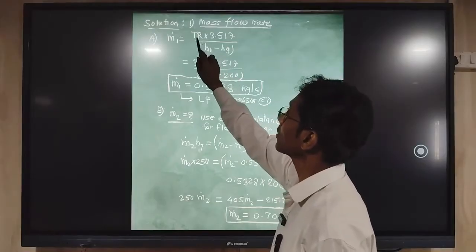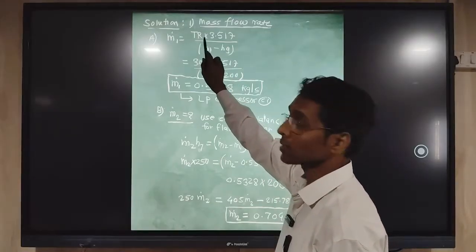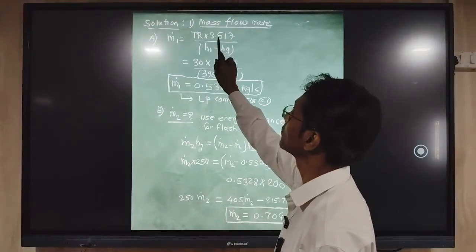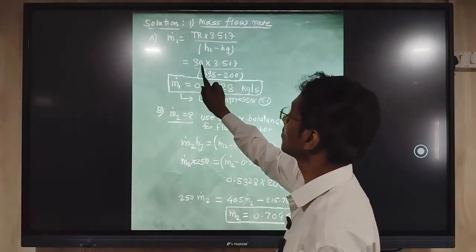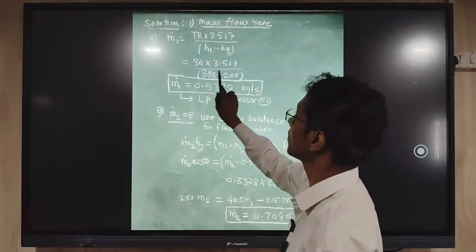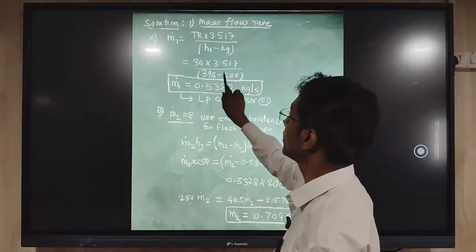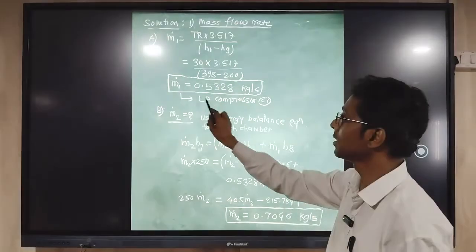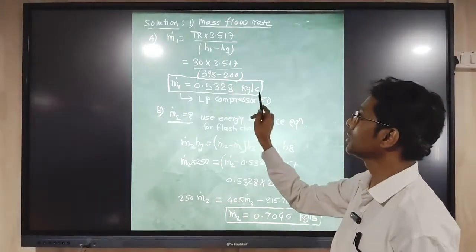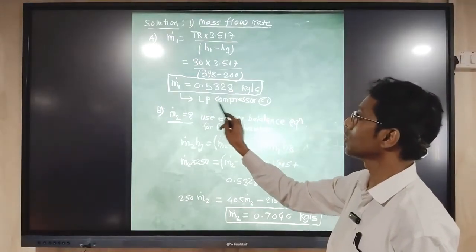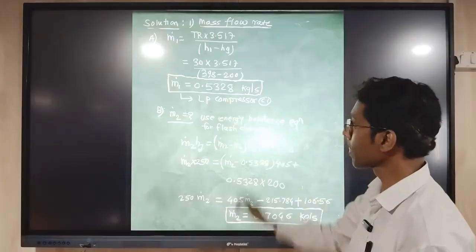Now here the Q dot L is given in TR, so that is why you have to convert this TR value into kilowatt. For that you use this multiplier. So 30 multiplied by 3.517, divided by H1 minus H9, the enthalpies put here. When we do this complete calculation, we find M1 dot in kg per second, that is the mass flow rate circulated in the low pressure compressor C1.